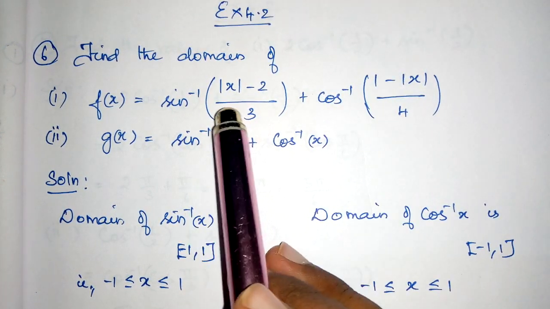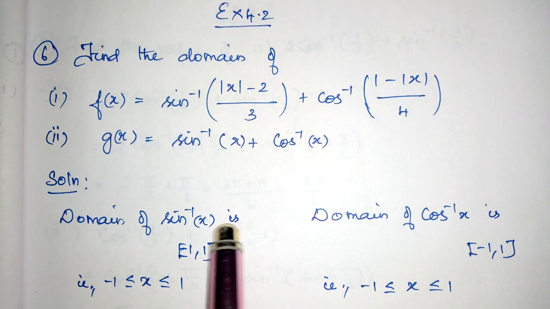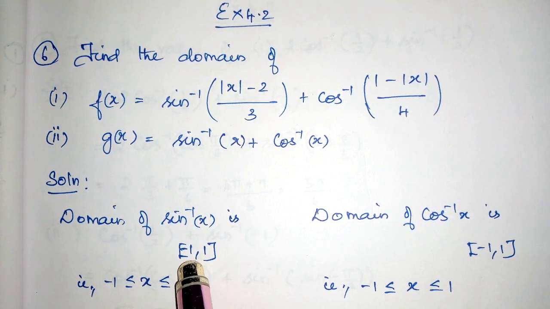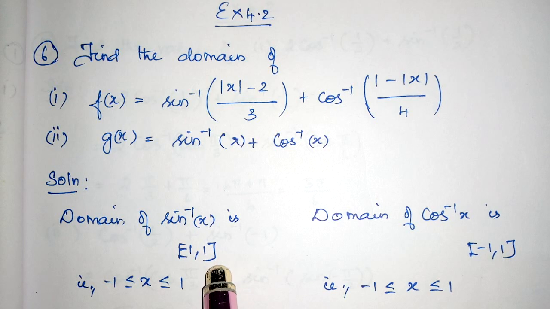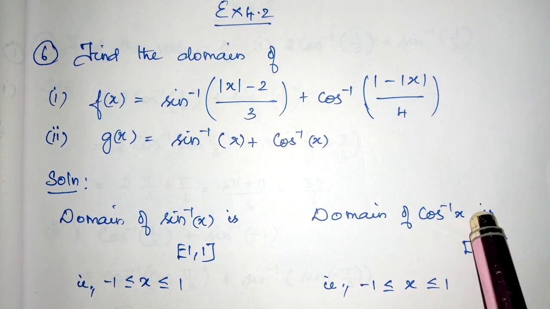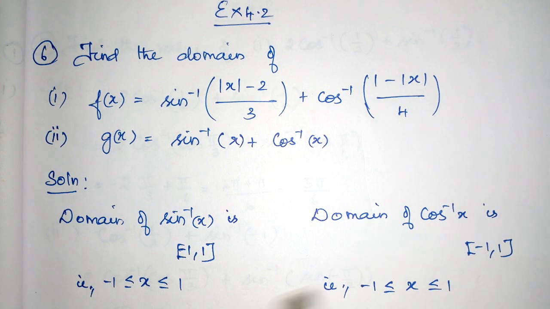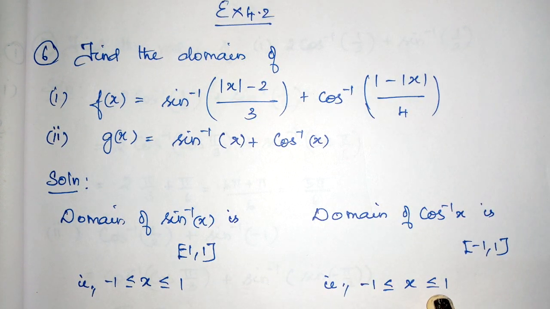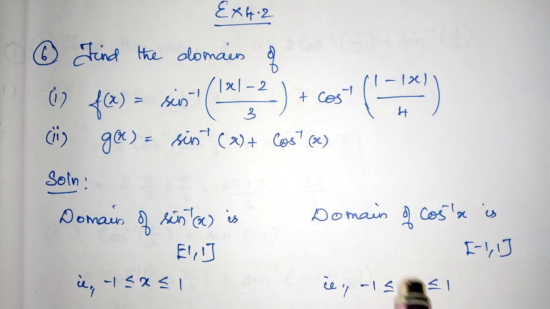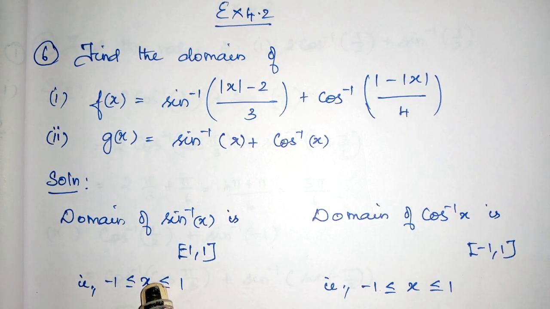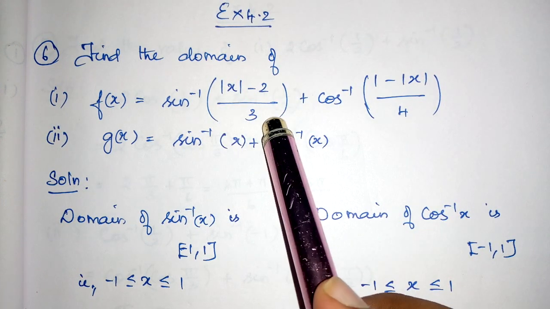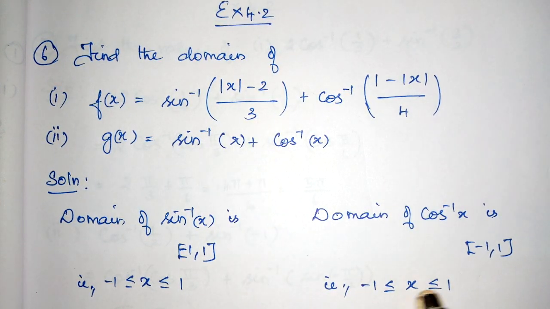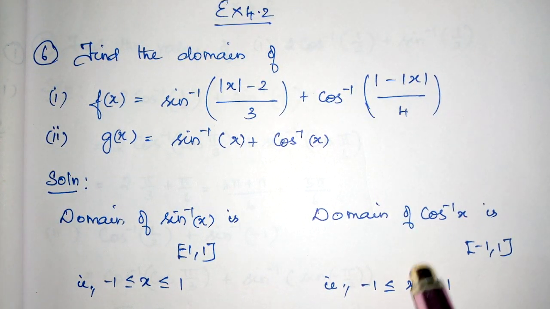Now we know that the domain of sine inverse of x is the closed interval of -1, 1. The same way, the domain of cos inverse of x is also -1, 1. So we can write that x is greater than or equal to -1 and less than or equal to 1. Similarly here also. Now what I am going to do is, in the place of x, here I am going to substitute this sine function value, and here also in the cos I have to substitute this cos function value in the place of this x value.